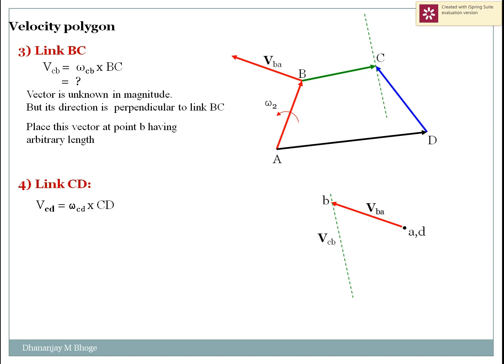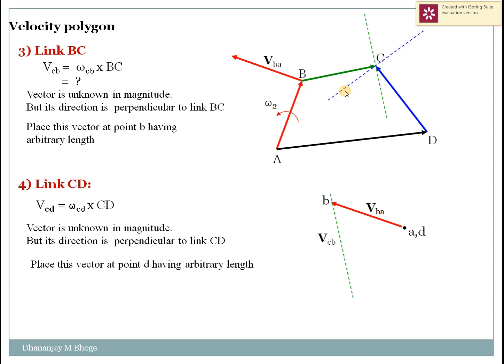Next, let us consider link number 4, that is link CD. For CD, we will determine the velocity of C relative to D, which is equal to omega CD into CD. But omega CD, that is the angular velocity of link CD, is unknown. So we cannot determine the magnitude of this velocity and hence the length of the vector representing VCD. But we know its direction. The direction of the vector representing VCD is perpendicular to the radius of rotation CD, and the vector passes through points C and D. So we have point D with us, so we'll pass this vector through point D. But still we don't know the length of the vector because we don't know the magnitude of VCD.